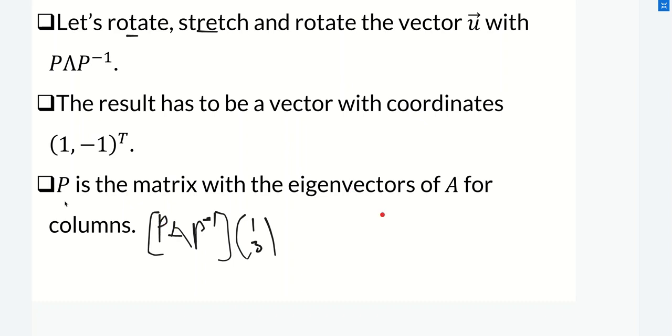Now we know our P. And what is the value? It is 1, 1, then 1 over 2, 1. I think I'm correct, right? Yes, 1, 1. Then we can also find the inverse.